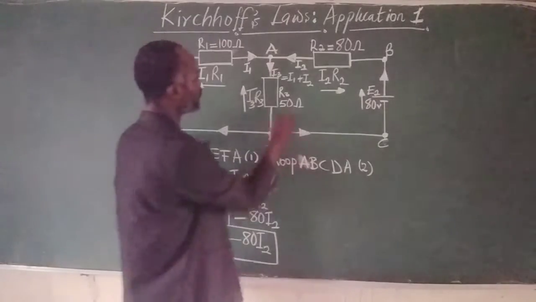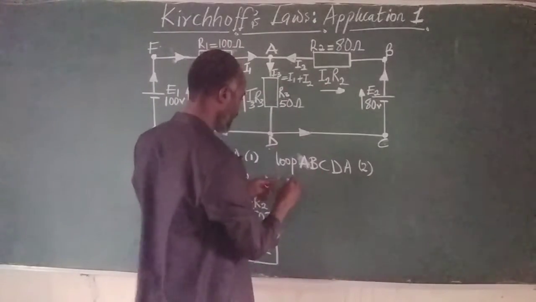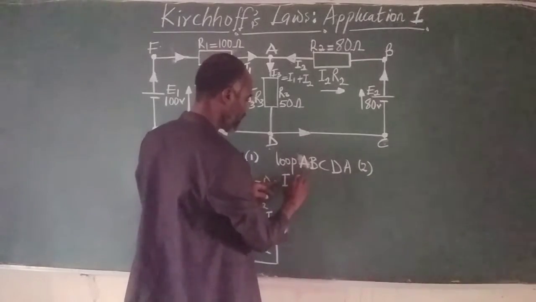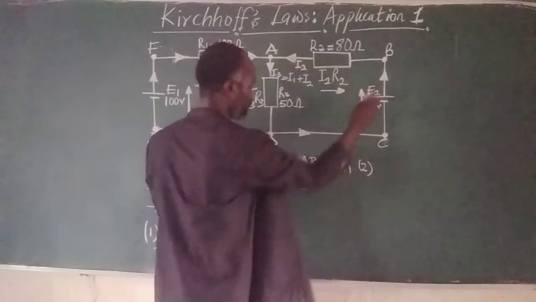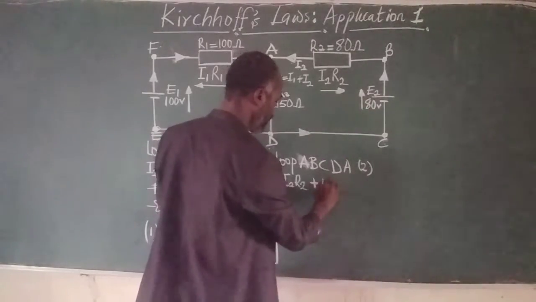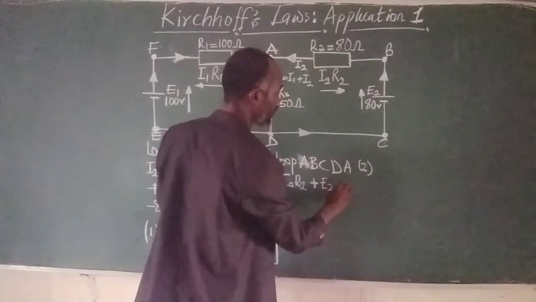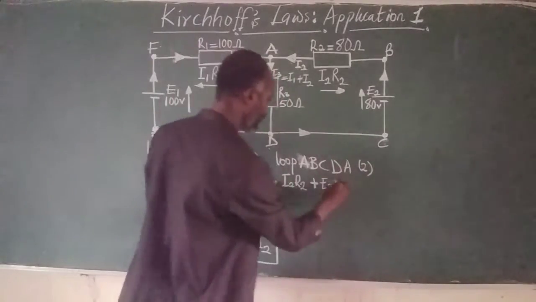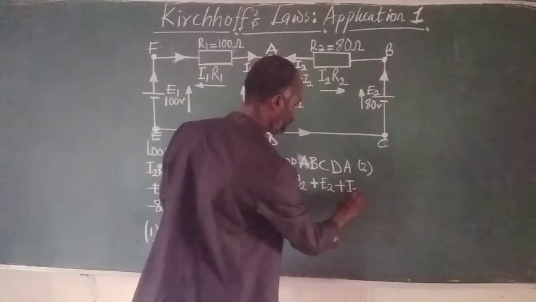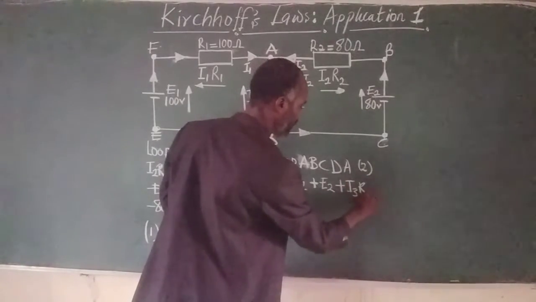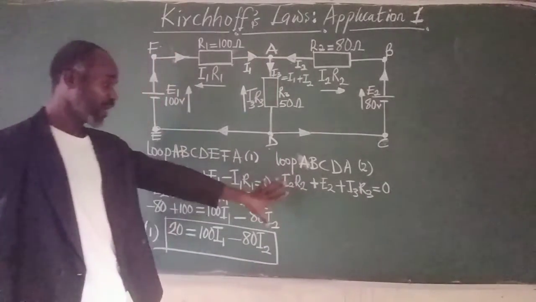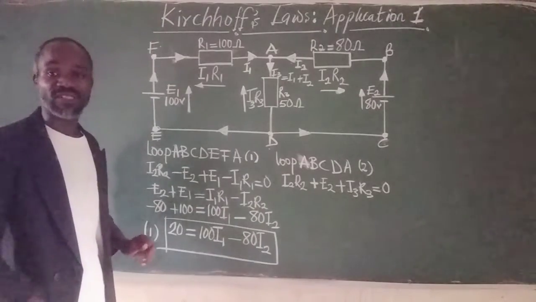So let's go back to that. We have this loop, A, B, and we're taking this again. This is going to be current 2, resistance 2. If we move this way, it's going to be plus at this point, where we have E2. And then we move again. This is going to be plus again because it's in our direction. And we have current 3, resistance 3, all equal to 0. Another way of representing Kirchhoff's law.